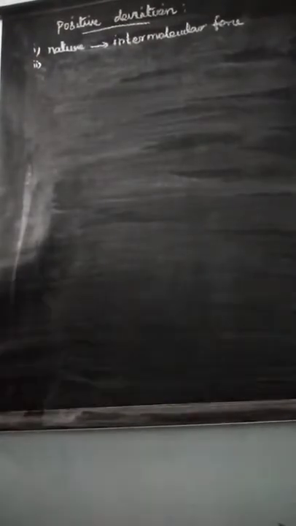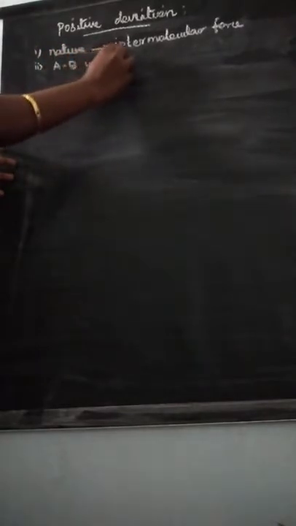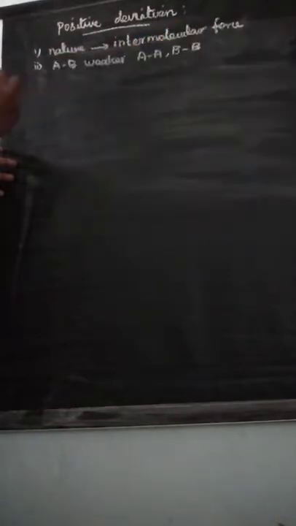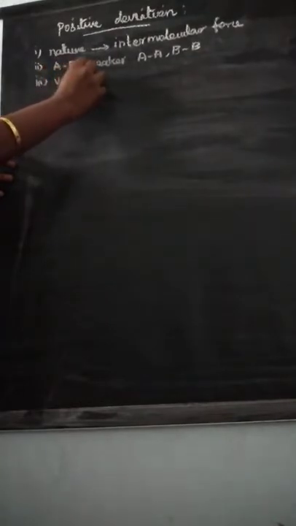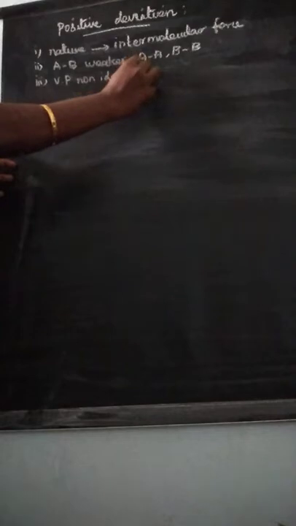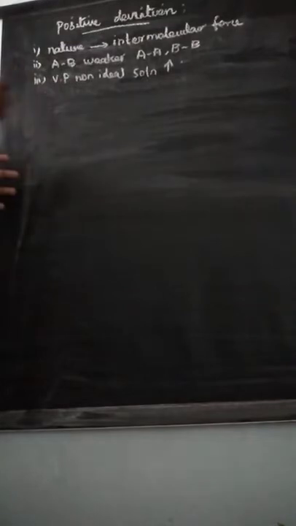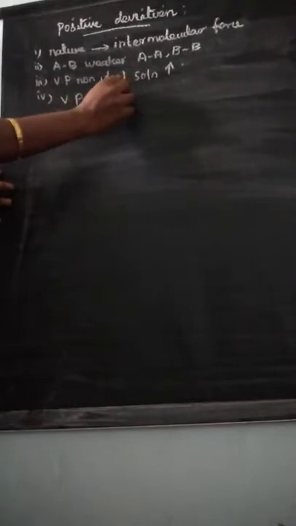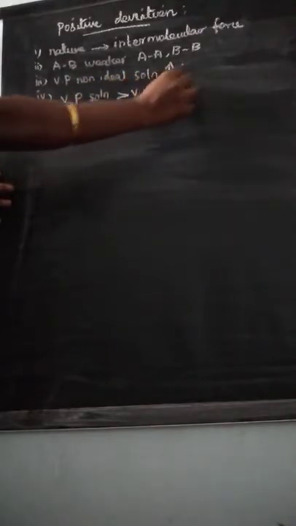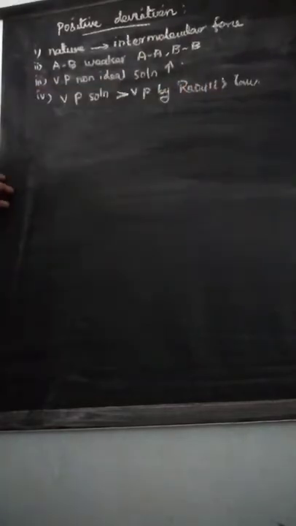Then the second point: the intermolecular force of AB is weaker than the intermolecular force of AA and BB. From this we can say the vapor pressure of the non-ideal solution increases. The vapor pressure of this solution is greater than the vapor pressure predicted by Raoult's law.